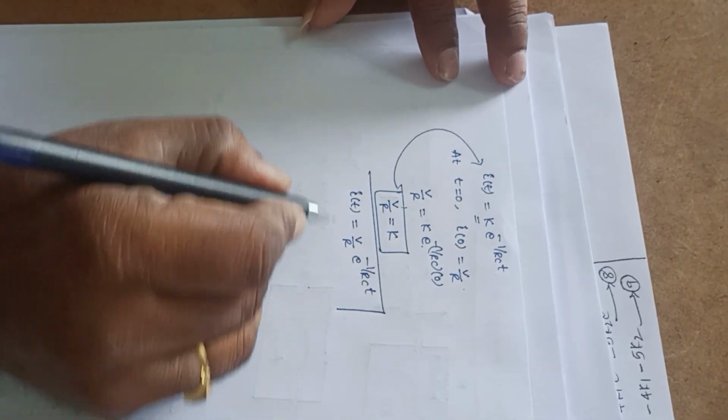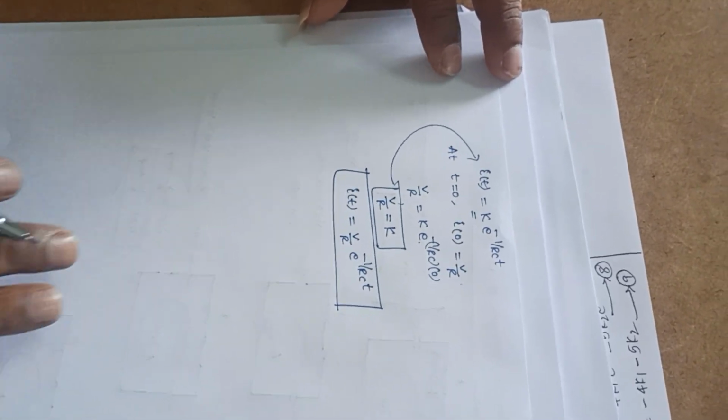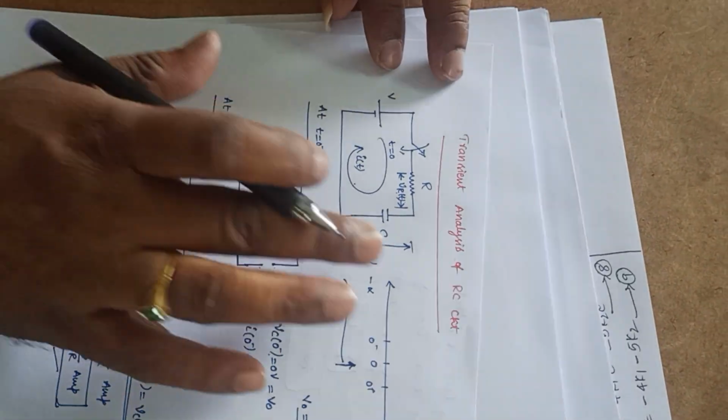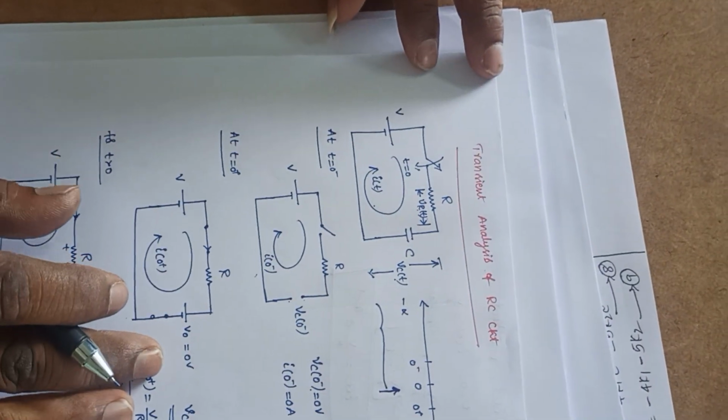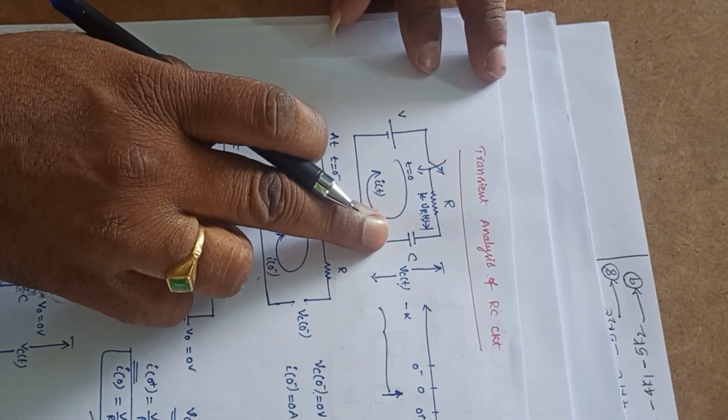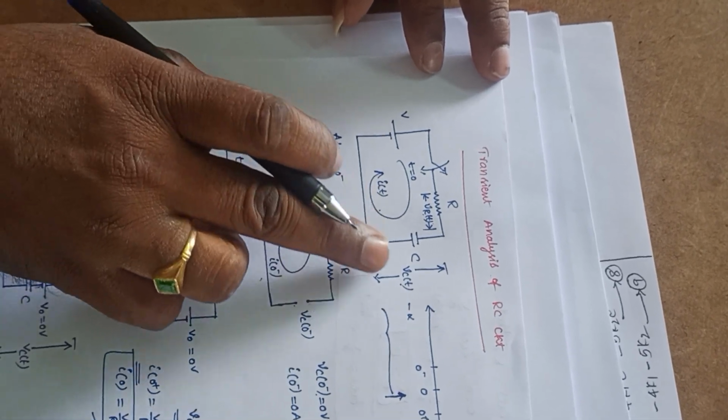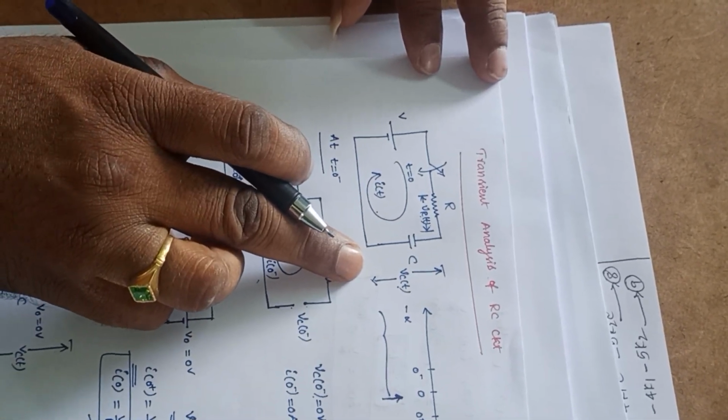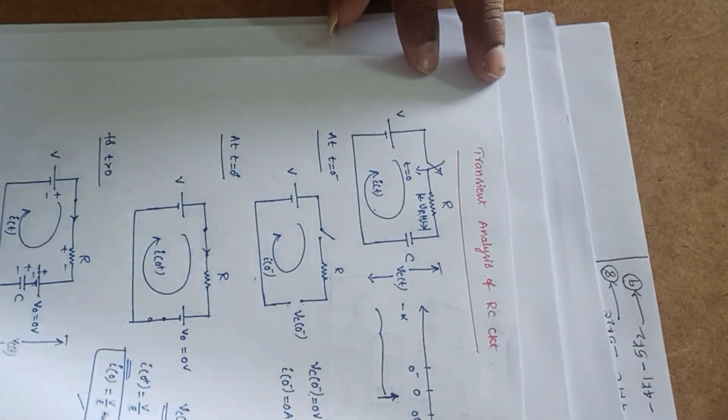So we calculated the value of this I of t. What are the things that we need to calculate in this transient analysis of RC circuit here: the current flowing through the capacitance IC of t or I of t, the voltage across the capacitance Vc of t, the voltage across the resistance Vr of t.